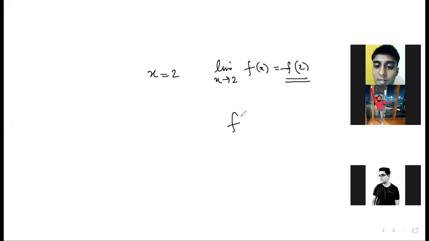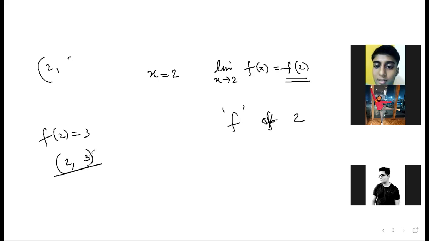What does f of 2 mean? It is the y coordinate when x is 2. If f of 2 is 3, it means the x coordinate is 2 and the y coordinate is 3. When the value of x is 2, the y coordinate becomes 3.